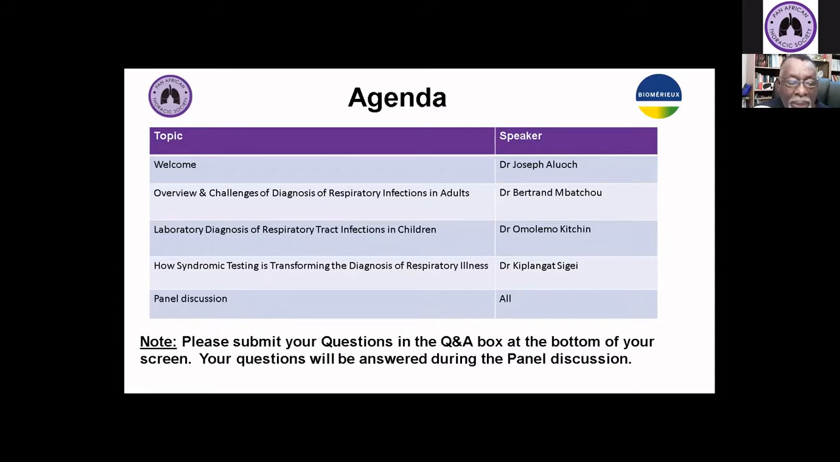Our topics will be three. We're going to discuss the overview and challenges in the diagnosis of respiratory infection in adults by Bertrand Bachu, followed by the diagnosis of respiratory tract infection in children by Dr. Mlemo Kishin, and finally we'll end by talking about how syndromic testing is transforming the diagnosis of respiratory illness by Dr. Kiplagat Sige.